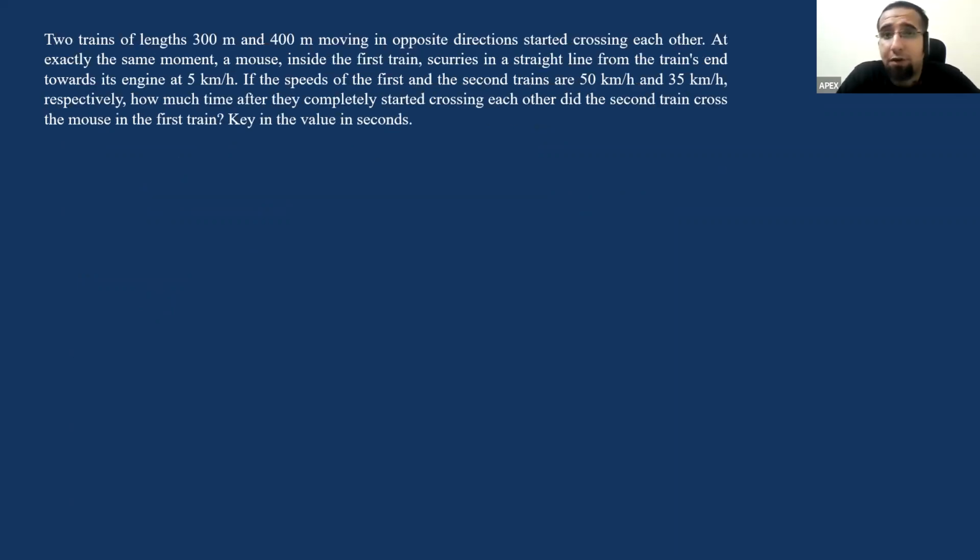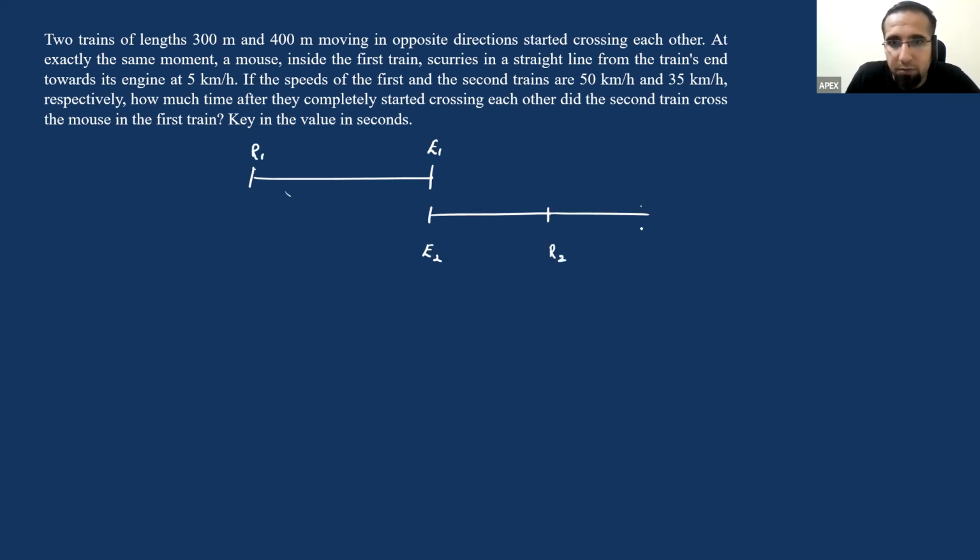Okay, now this is a lovely question that you should have definitely converted. Two trains of length 300 and 500 are moving in opposite directions, crossing each other. At exactly the same moment, the mouse inside the first train started crossing each other. So the position is something like this. This is the first train and this is the second train. This is the engine of the first train, the rear end of the first train, the engine of the second train, the rear end of the second train. Let's make something like this.